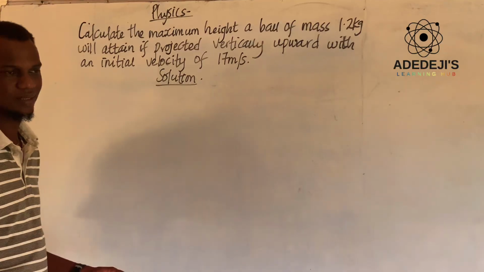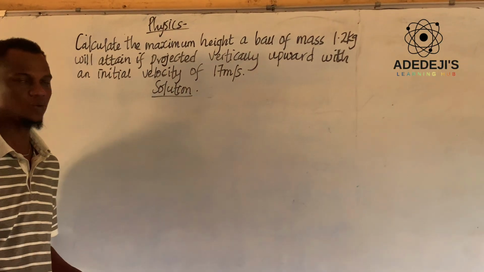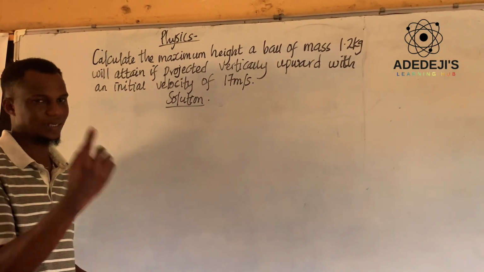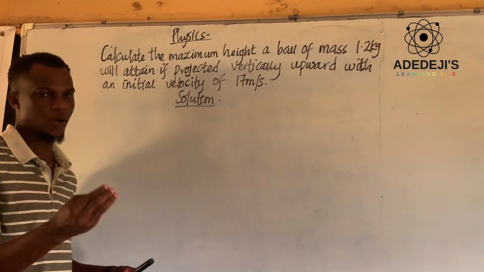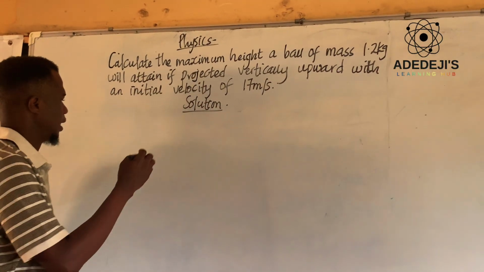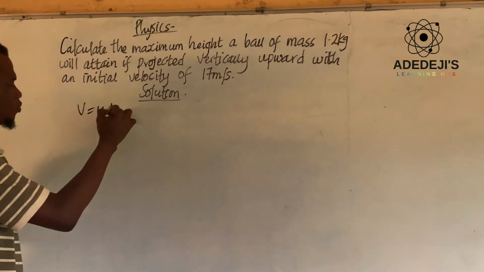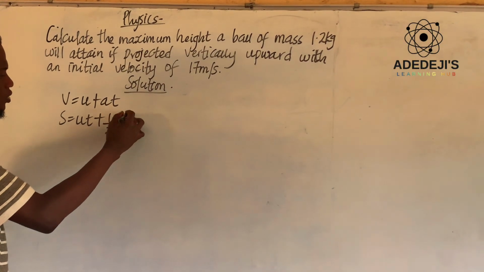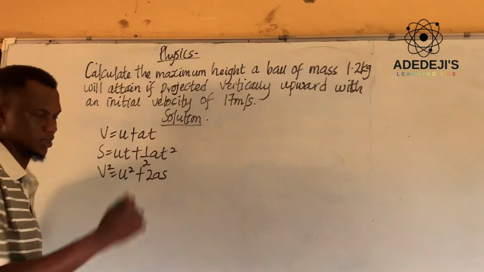And in this case, when it comes to objects going up or down, it is always under the influence of gravity or against gravity. Hence, there will be a modification to our equations of motion. Remember, in one of my episodes, I told you that we have three basic equations of motion, which is v is equals to u plus at, s is equals to ut plus half at squared, and v squared is equals to u squared plus 2as.